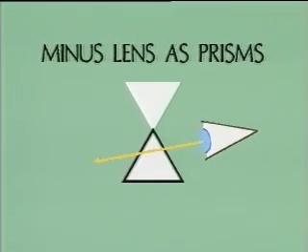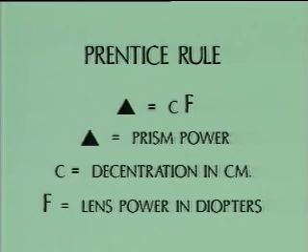The amount of prism induced by looking off-center in a prescription lens is a function of the decentration, or distance off-center, and the power of the lens. It can be calculated using something called Prentice's rule. Delta equals CF, where delta equals prism power in diopters, C equals decentration in centimeters, and F equals lens power in diopters.